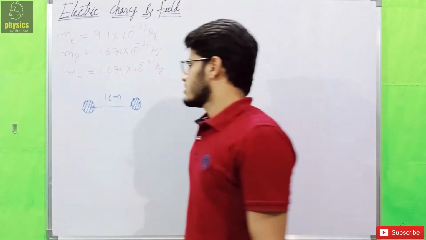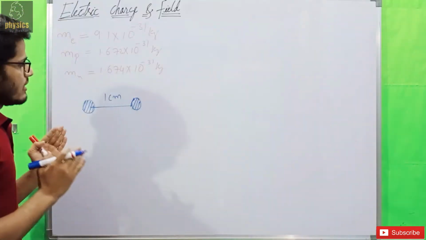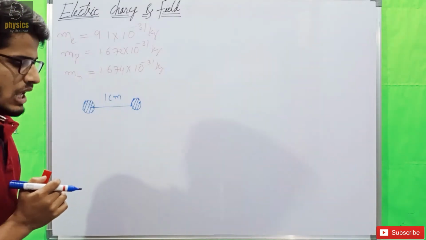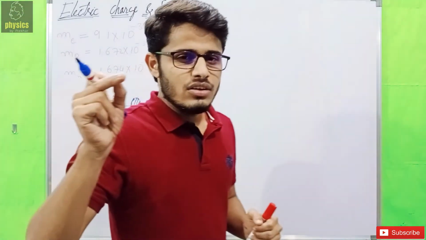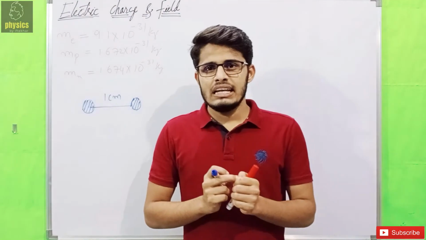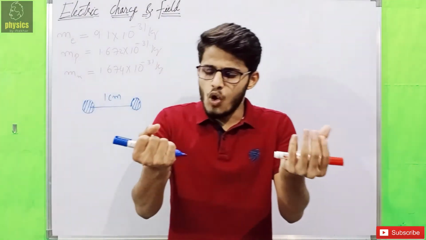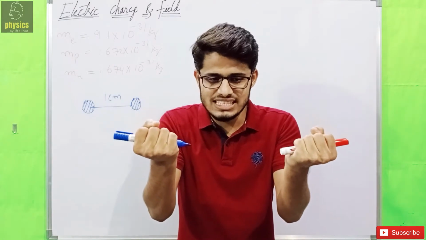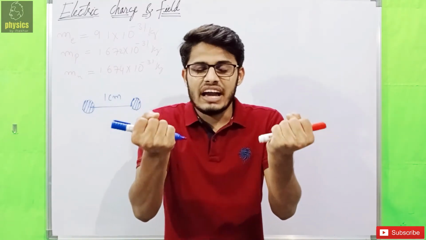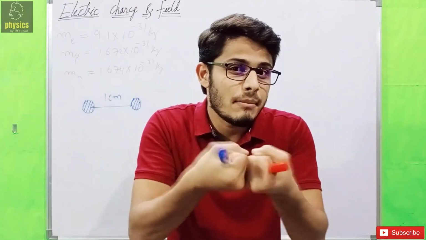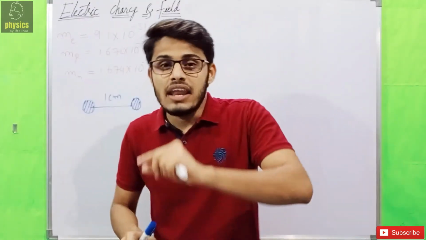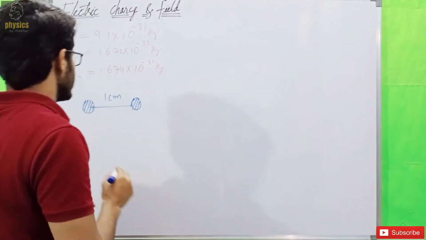Okay, so now these two electrons are there and they are at a distance of 1 centimeter from each other. Now we have studied in first year that if any two objects have masses and they are separated by some distance, they will exert a gravitational force between them, and that gravitational force is directly proportional to their masses and inversely proportional to the square of the distance between them.